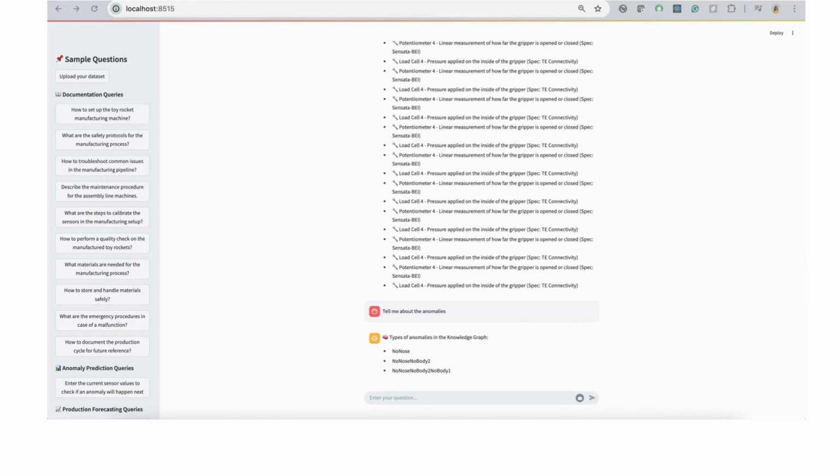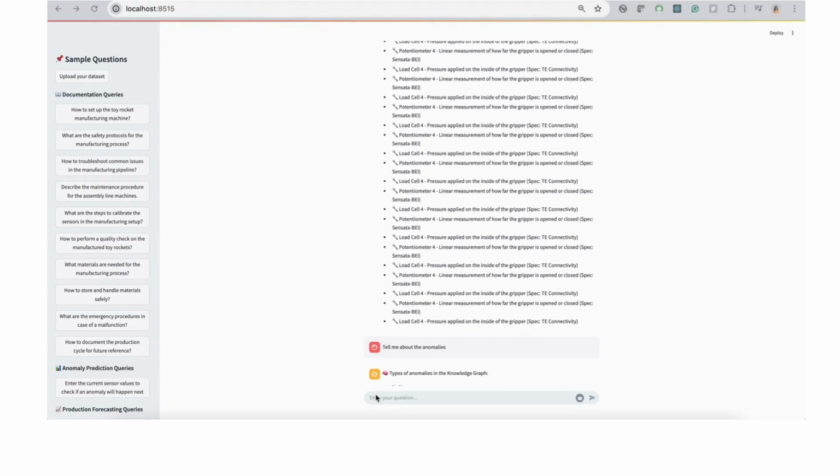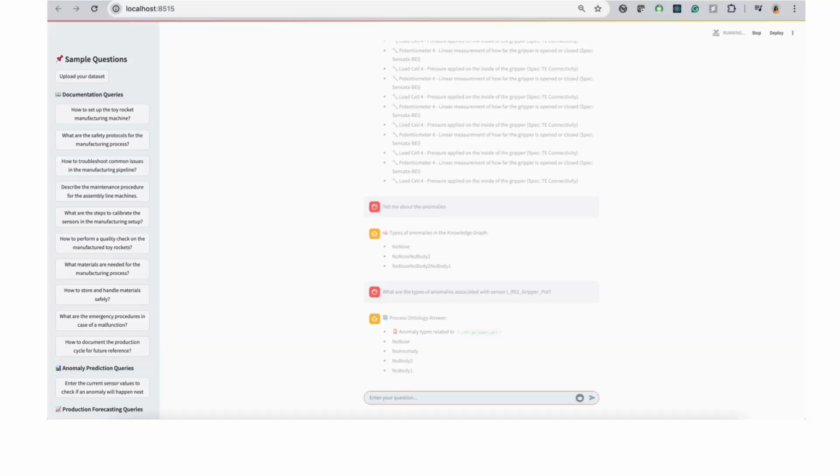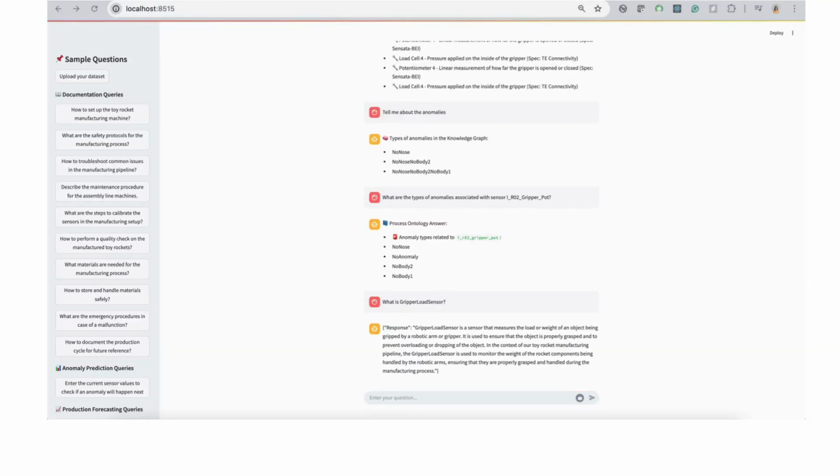Suppose a new hire wants to understand the system. They can ask, what sensors are connected to Robot 3? InfoGuide instantly retrieves the potentiometer and load cell sensors associated with that robot, drawing from the RDF-based ontology that encodes sensor-robot relationships, functional specs, and manufacturer metadata.